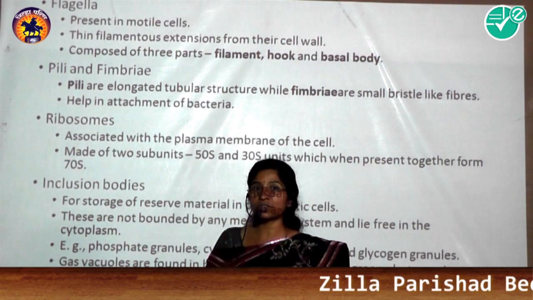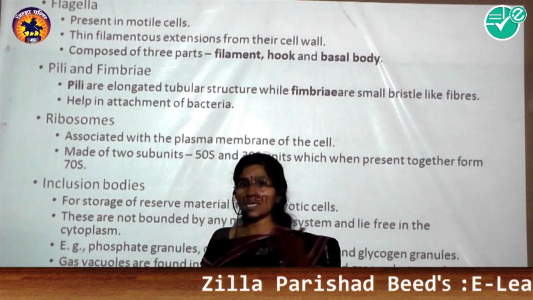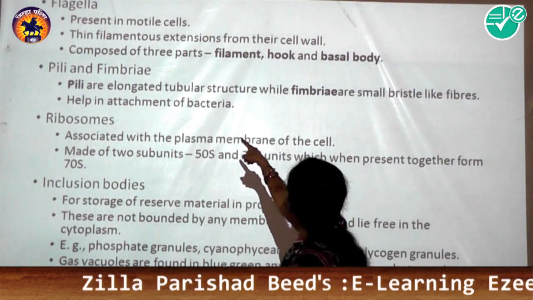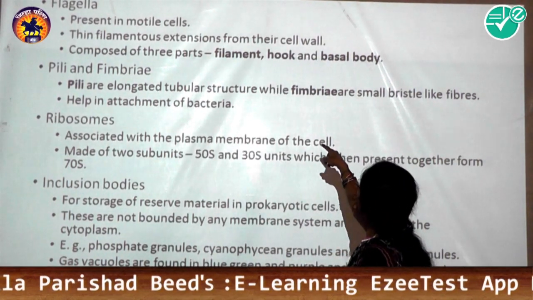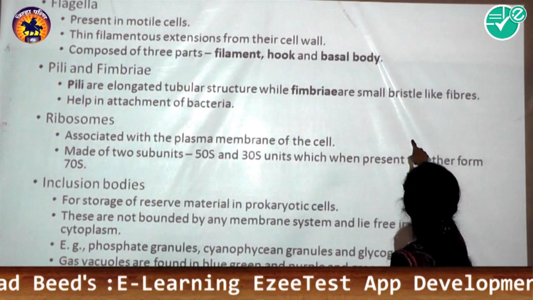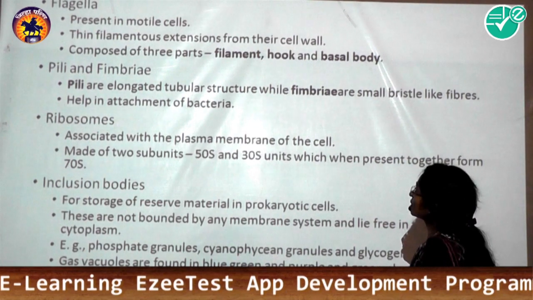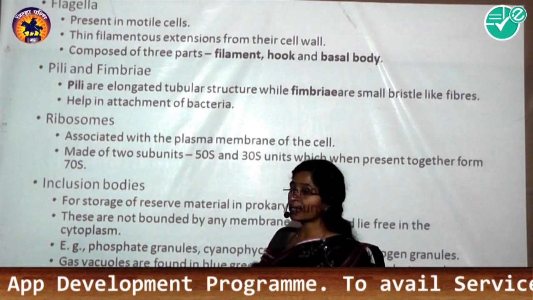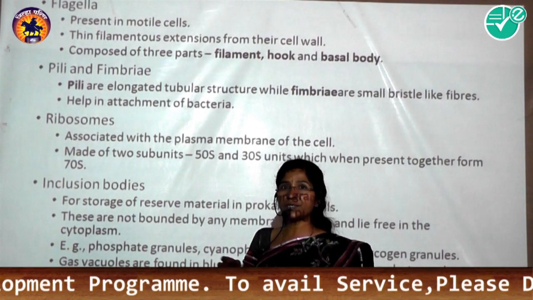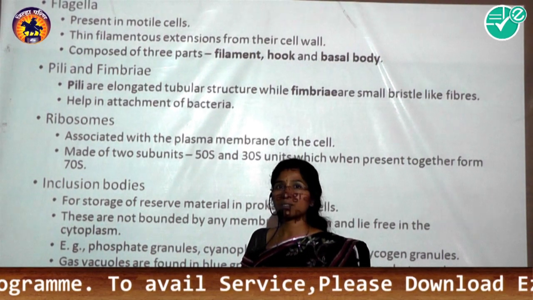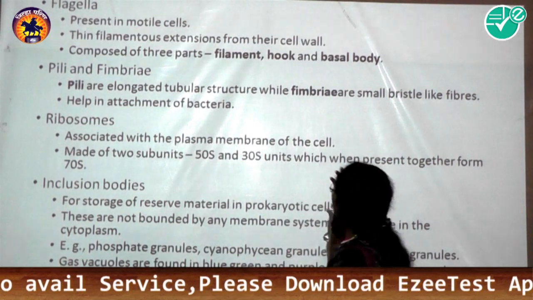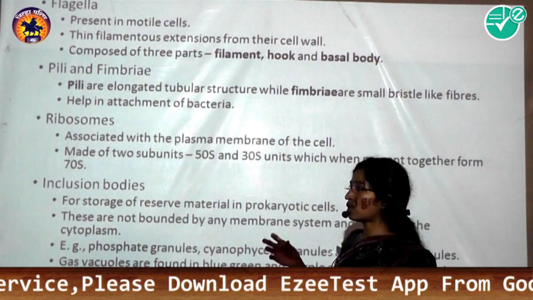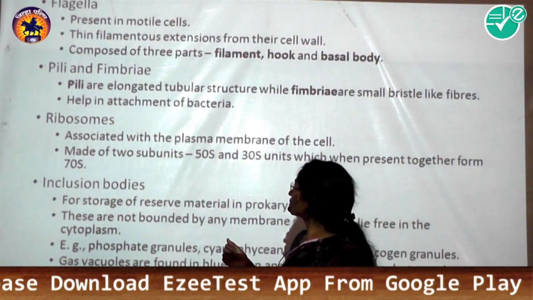These are two elongated tubular structures. Fimbriae are small bristle-like fibers that help in attachment of bacteria. Pili help in intercommunication. Fimbriae are attached to or cling to a support.